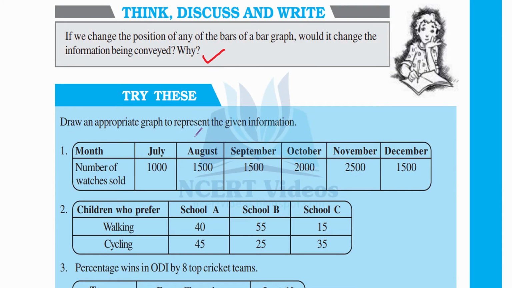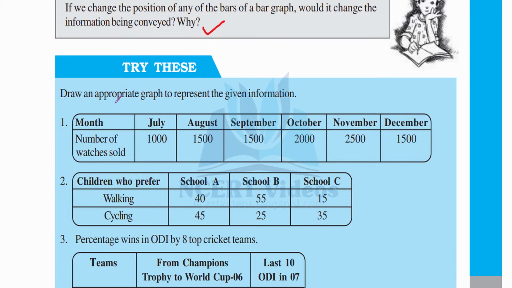Now try these. You can try these, but we can give you a hint as to which representation will be best for these types of events. Draw an appropriate graph to represent the following information. We are provided with the months from July to December and the number of watches sold. This representation can be easily done on a simple bar graph, which you can try yourself.